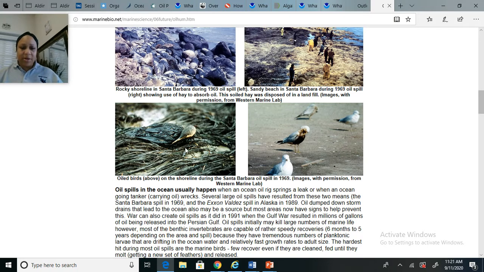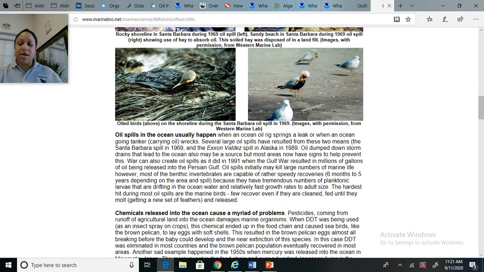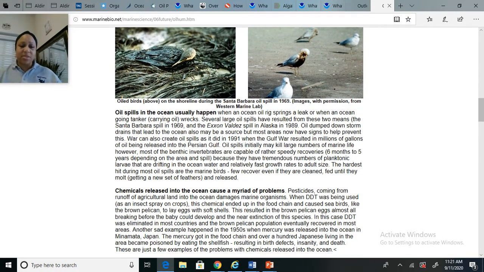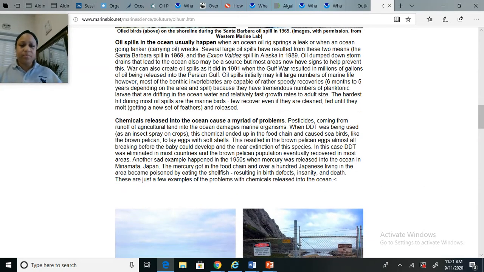The poor little birds, they get a lot of oil on them when those oil spills take place, and this can be very, very detrimental to those birds. Oil spills, another negative impact in the ocean, usually happen when the oil rigs spring a leak, or even with the passing of ships, cargo. These are all different types of ways.